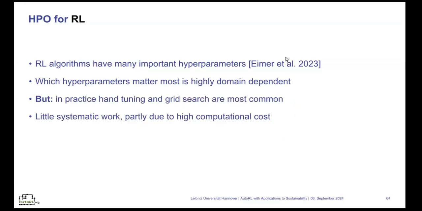And in principle, this sounds like a great setup for using AutoML. This is exactly the case we always pitch AutoML for, right? We have many hyperparameters, we don't know what to do with them, we don't know which ones are important. And in practice, that's not done. In practice, we see a lot of hand tuning, many grid searches, and little systematic work due to large evaluation costs that are compounded by actually tuning the whole thing for the paper.